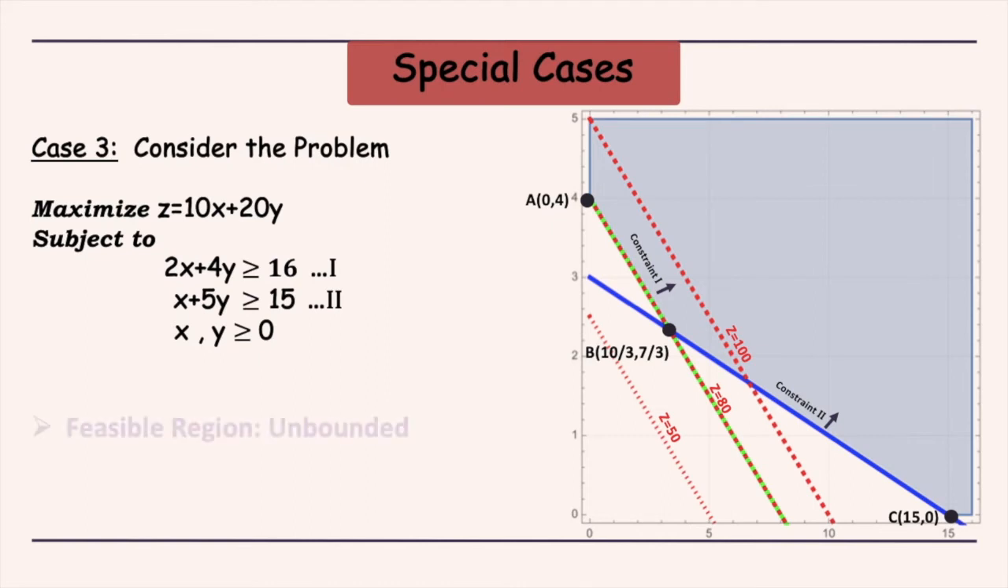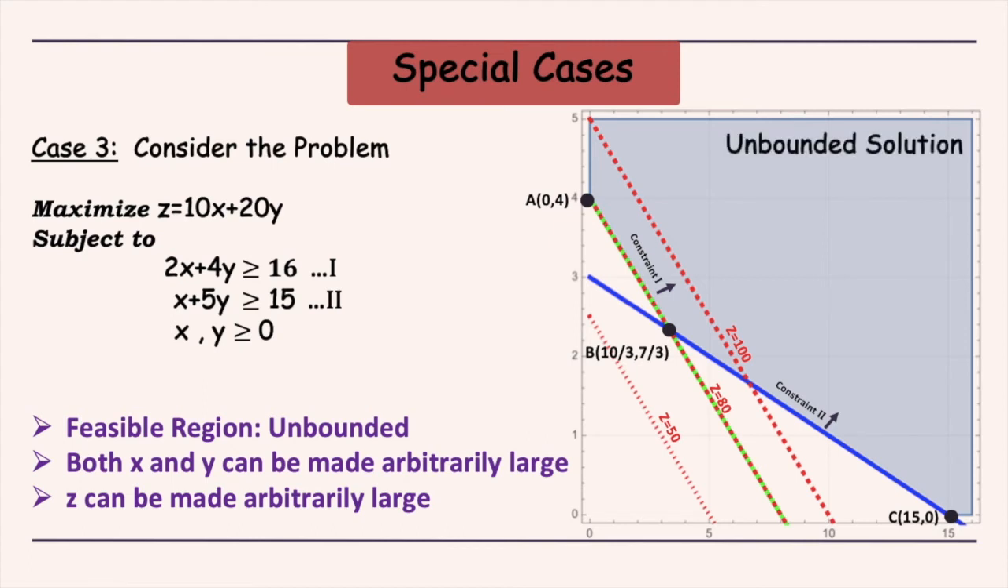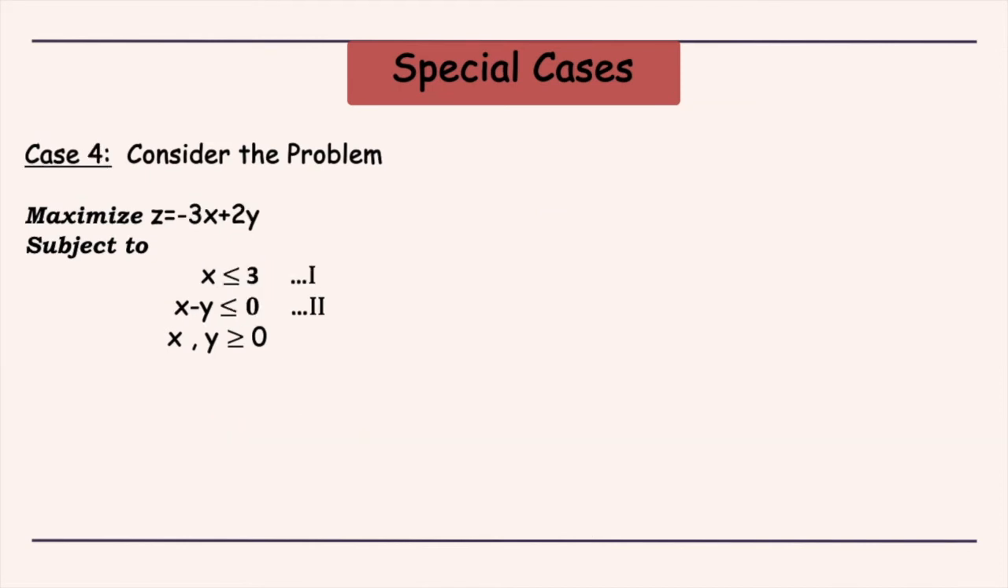Here we have a feasible region which is unbounded. Both x and y can have any arbitrarily large values, so we can make them as big as we want to, and even our Z value can be made arbitrarily large. So this is the case of an unbounded solution. Feasible region is also unbounded. Z value also can be made as large as we want to. Let's take up the fourth case.